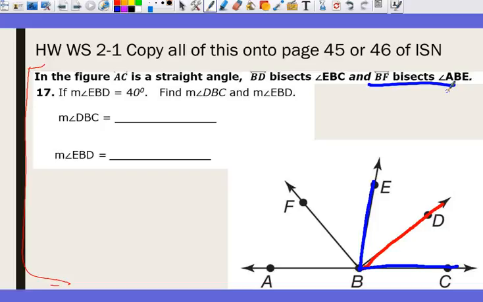If this angle here, EBD, is 40 degrees, how many degrees does angle DBC have to be? How many people think it's going to be 80 degrees? Raise your hand if you think it's 80 degrees. How many people think it's going to be 40 degrees? Raise your hand. How many people think it's going to be 2 degrees?